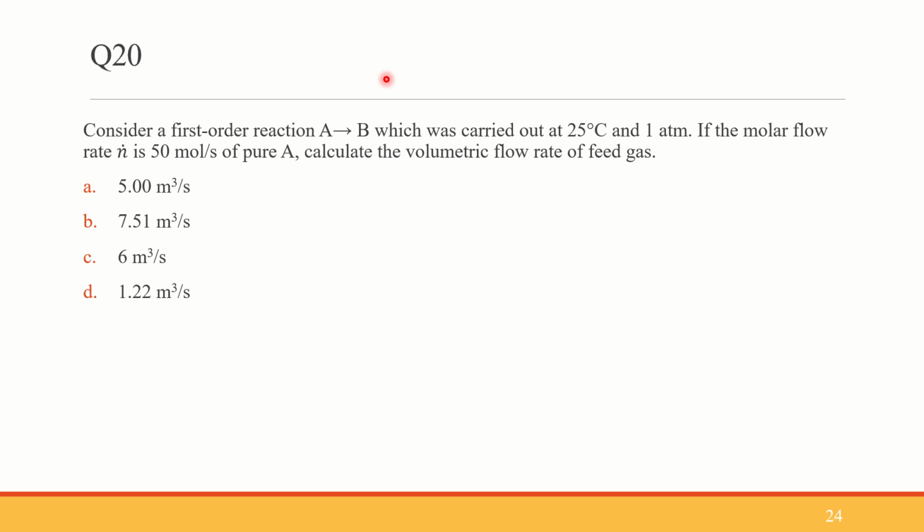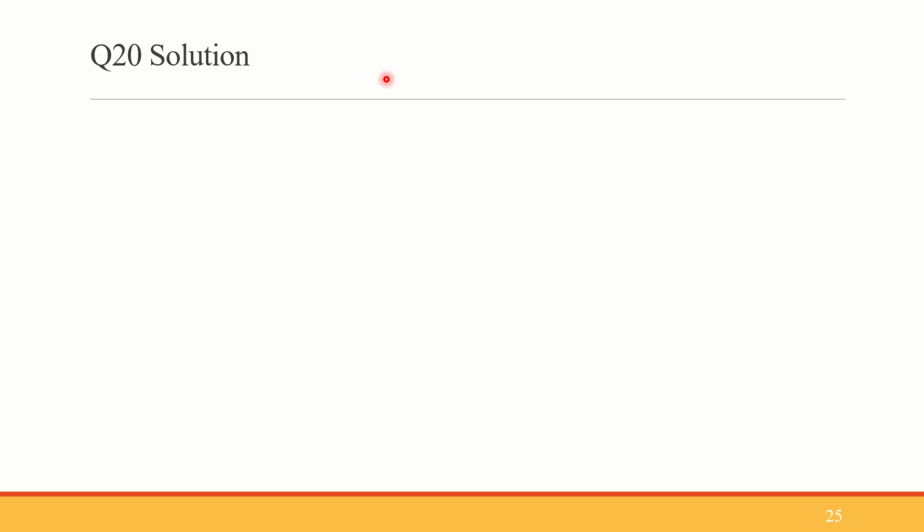So answer is actually option D, 1.22 meter cube per second. I hope most of you would have got the answer right. So we'll see the solution procedure first. First, let us write the given. Given things are 50 moles per second of pure A. So it is molar flow rate of pure A that is given. So the feed is actually pure A.